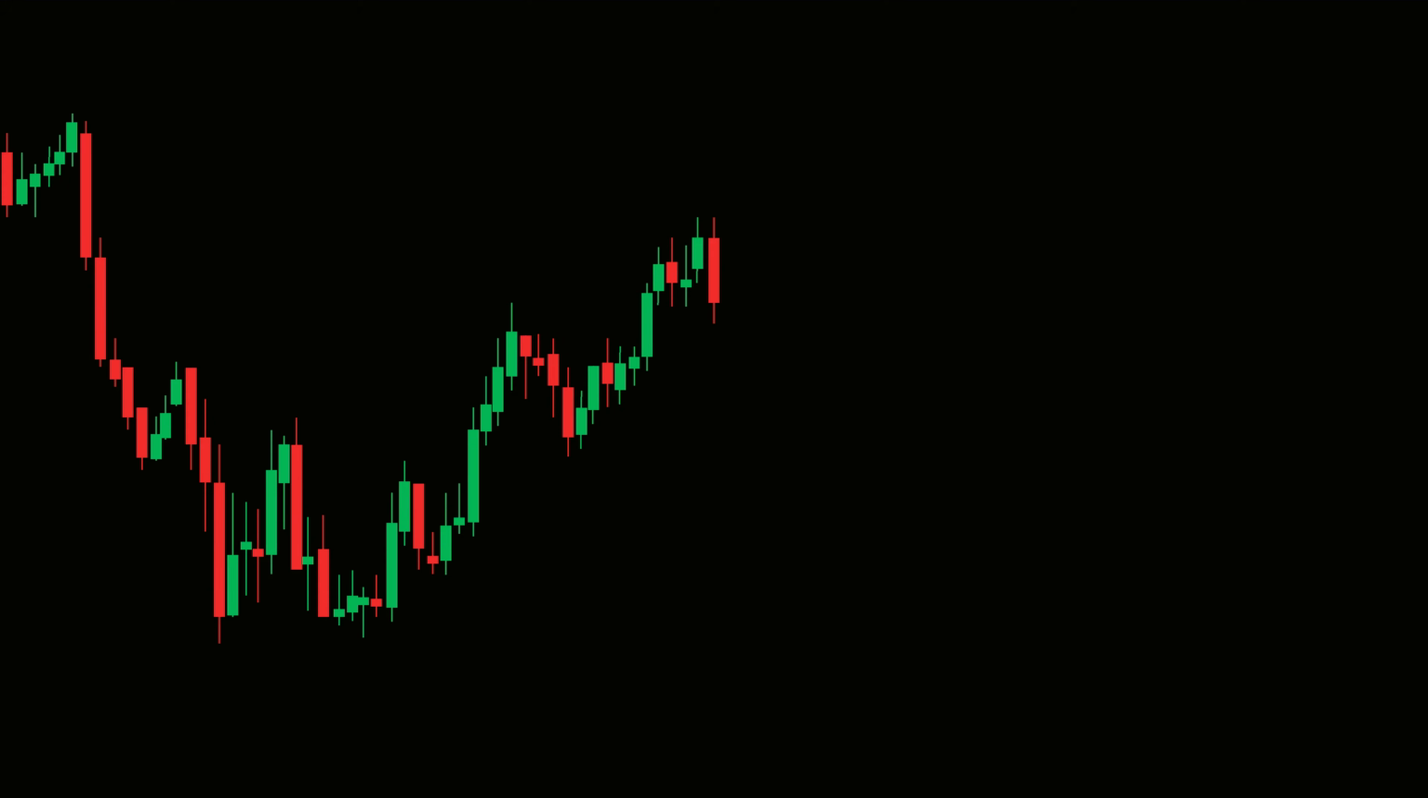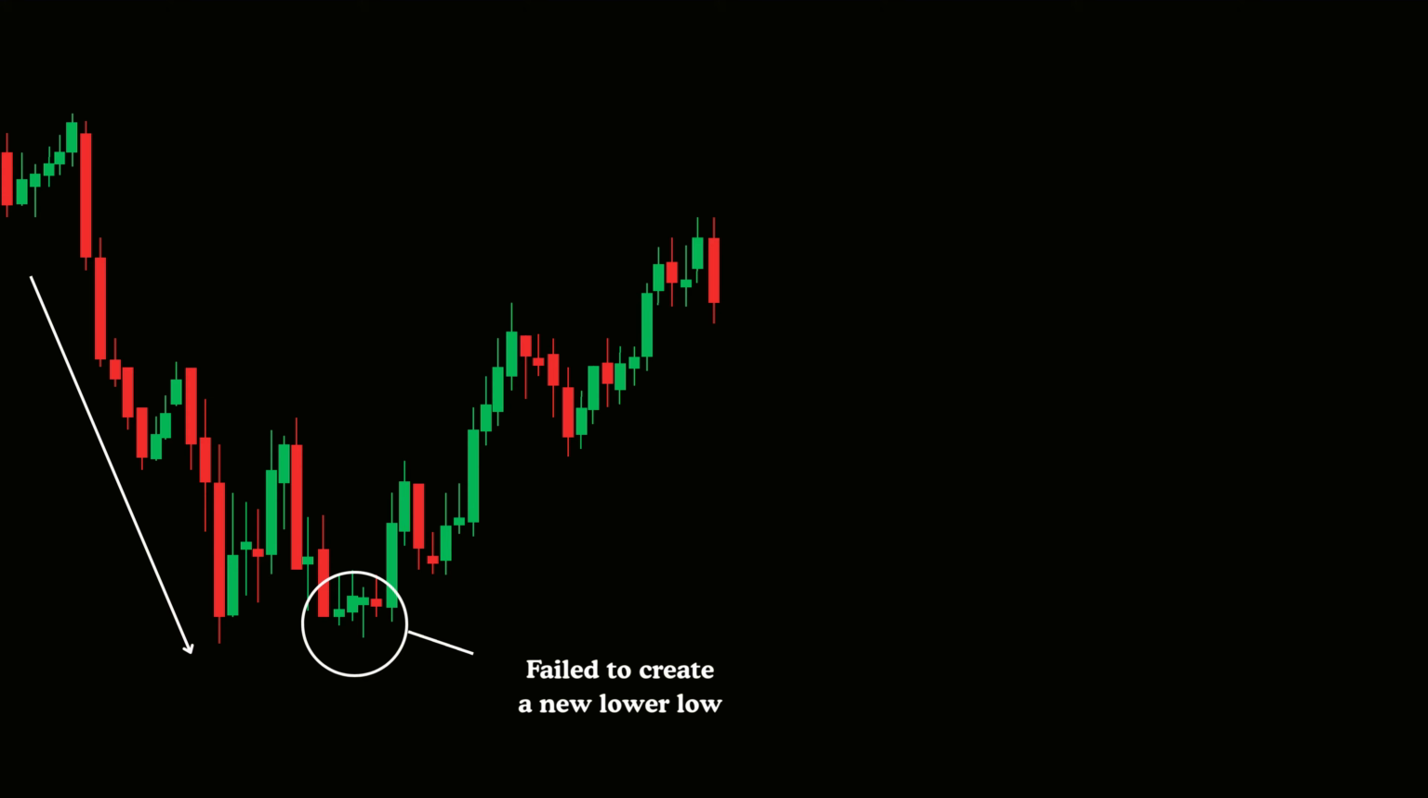We were previously in a sustained downtrend until the market began showing early signs of exhaustion. The first signal was when price failed to make a new lower low, indicating that bearish momentum was weakening. This was followed by a breakout above a key supply zone, which marked a clear change of character and hinted at a possible shift in direction.